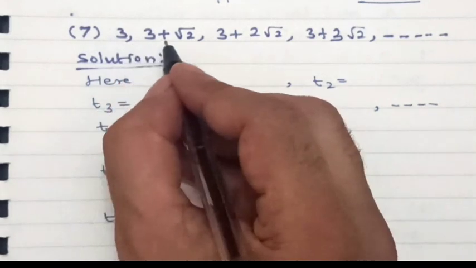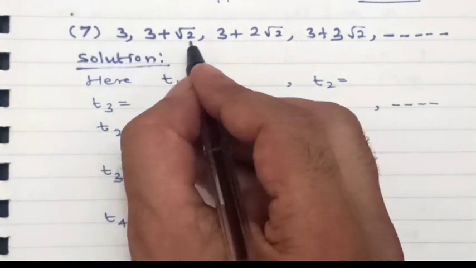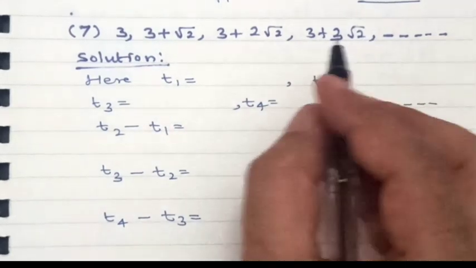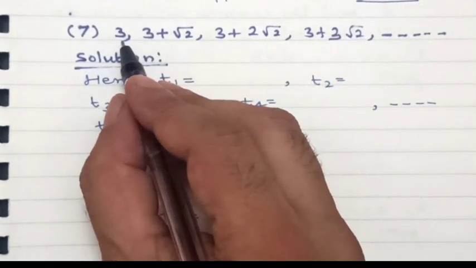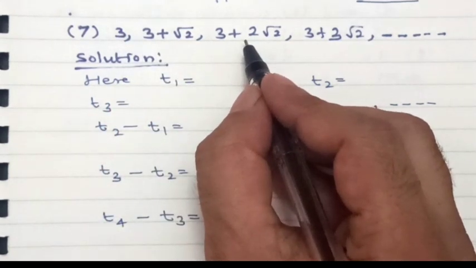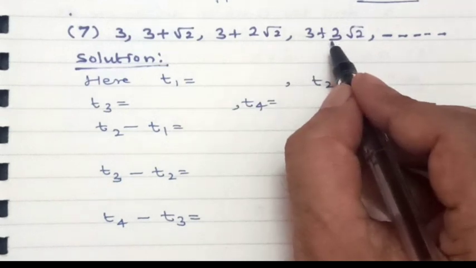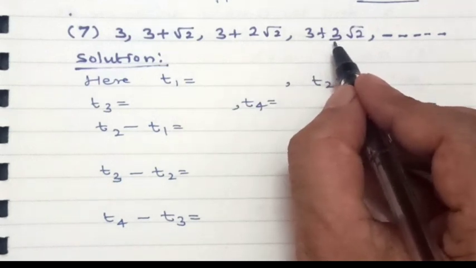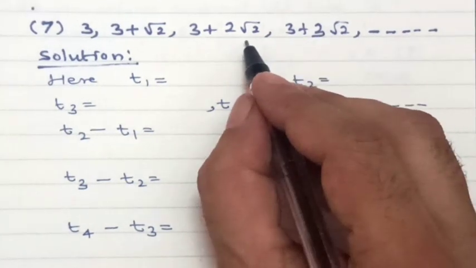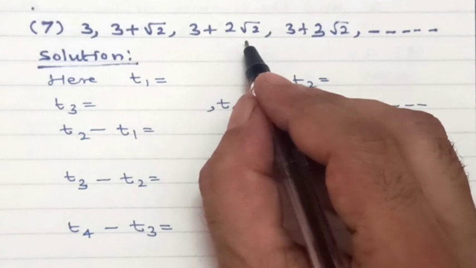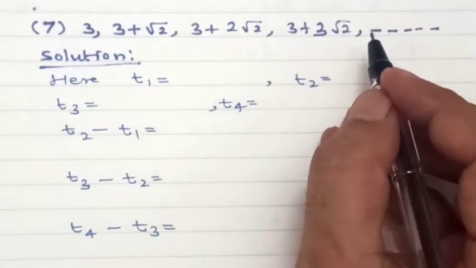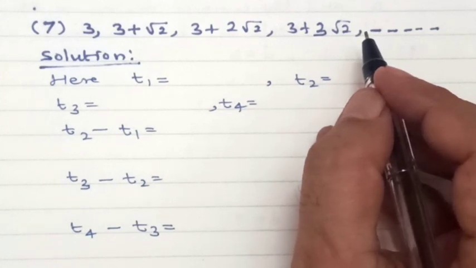Seventh question, 3 plus root 2, 3 plus 2 root 2, 3 plus 3 root 2 and so on. You can see here, in the first term root 2 was not there, in second term root 2 was there, third term 2 root 2 is there, that means 1 root 2 is added. In fourth term 3 plus 3 root 2 is there, that means 1 more root 2 is added to your third term. That means everywhere root 2 is added to get the next term. So ultimately your common difference will be root 2.